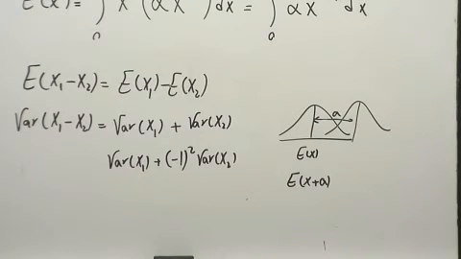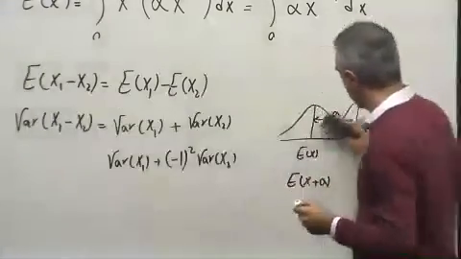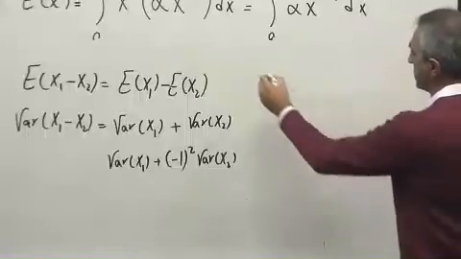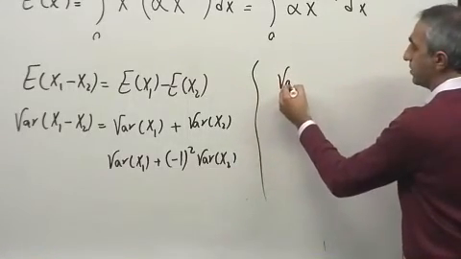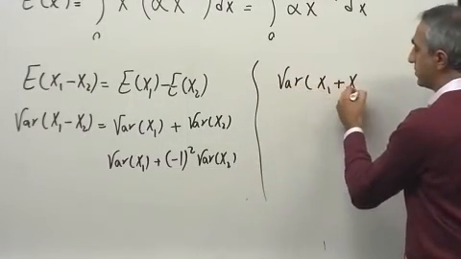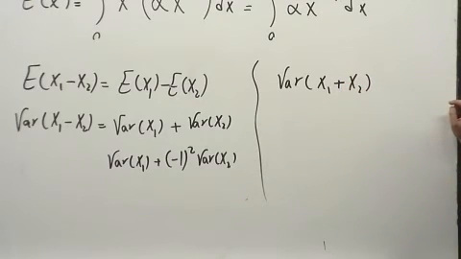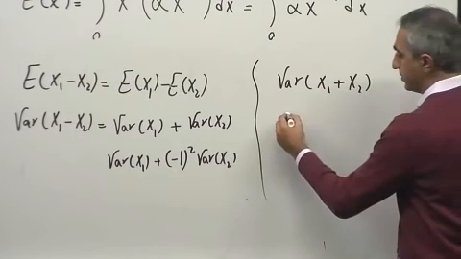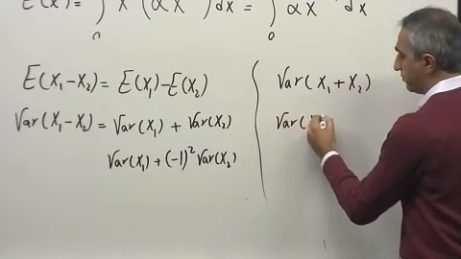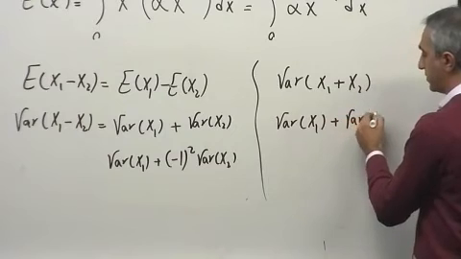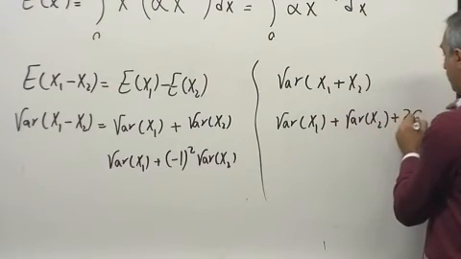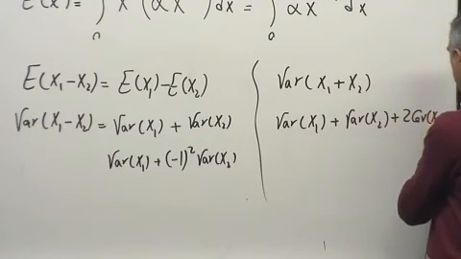We use this a lot. Go ahead. How would you deal with the variance if they are dependent? Okay. Let me give you a simple equation for that. Variance of x1 plus x2. If they are dependent, there is some covariance between these two. So it's going to be the variance of x1 plus the variance of x2 plus 2 times the covariance of x1 and x2.